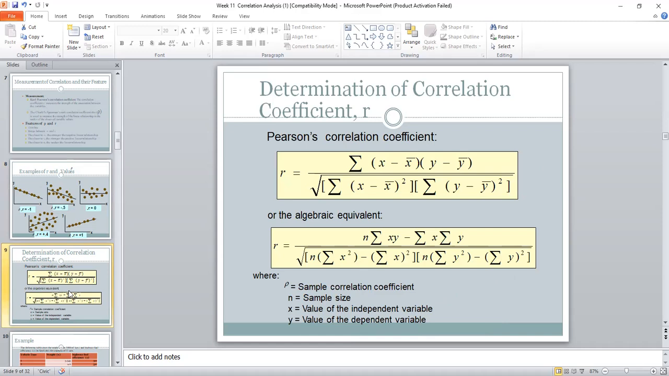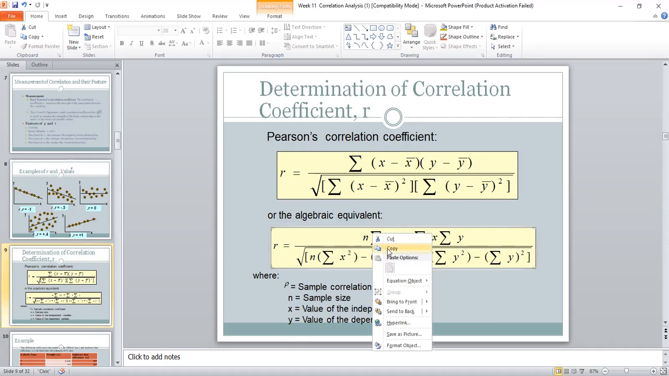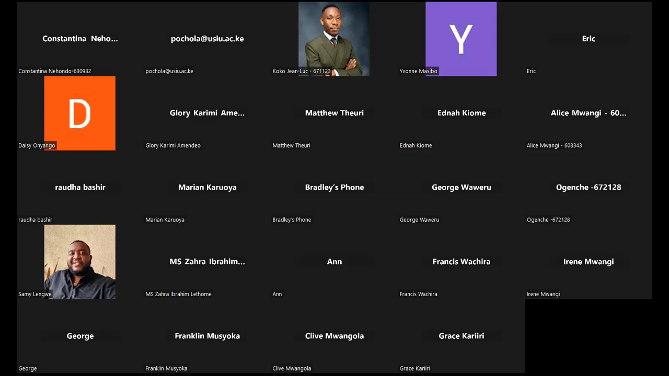So this is what we want to calculate. N is the sample size. X is one of the variables. Y is the other. So X could be sales volume, Y could be advertisement cost. I will show you how to determine R using this one here, which is our Karl Pearson's. To do that, I go to Excel.